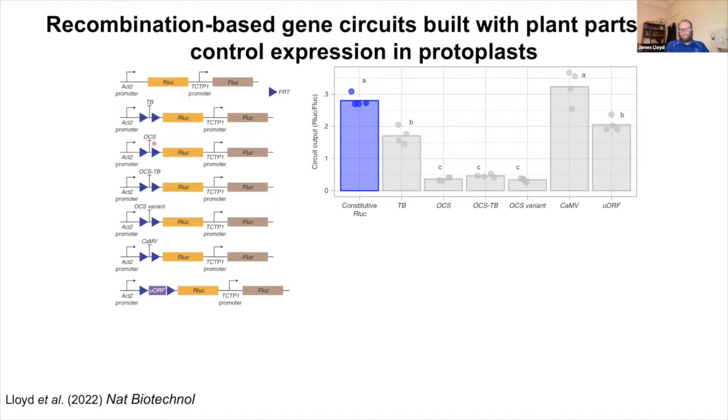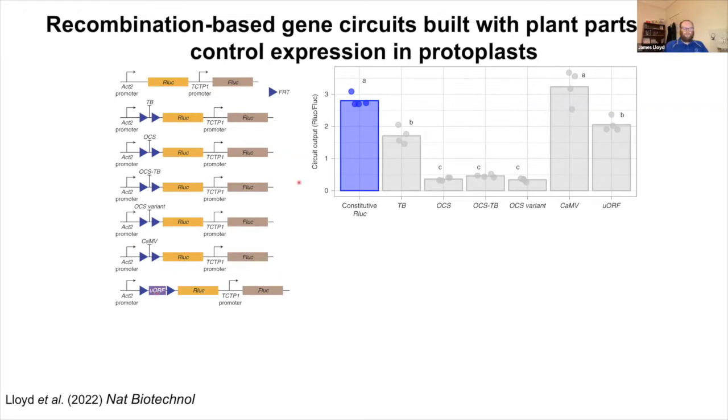Then we built variants of this plasmid, which have the FIT recombination sites, but also have different terminators. They have this synthetic transcription block. There's also the OCS terminator, a common terminator used in plant biotechnology. There is also a fusion of the two terminators, as some studies have shown that can enhance terminator activity. We have the OCS variant, which is a truncation of OCS. We also have the cauliflower mosaic virus terminator, another common terminator used in plant biotechnology. And then we also use an upstream open reading frame, which has been shown to cause RNA decay in transcripts, from previous work that I was involved with.